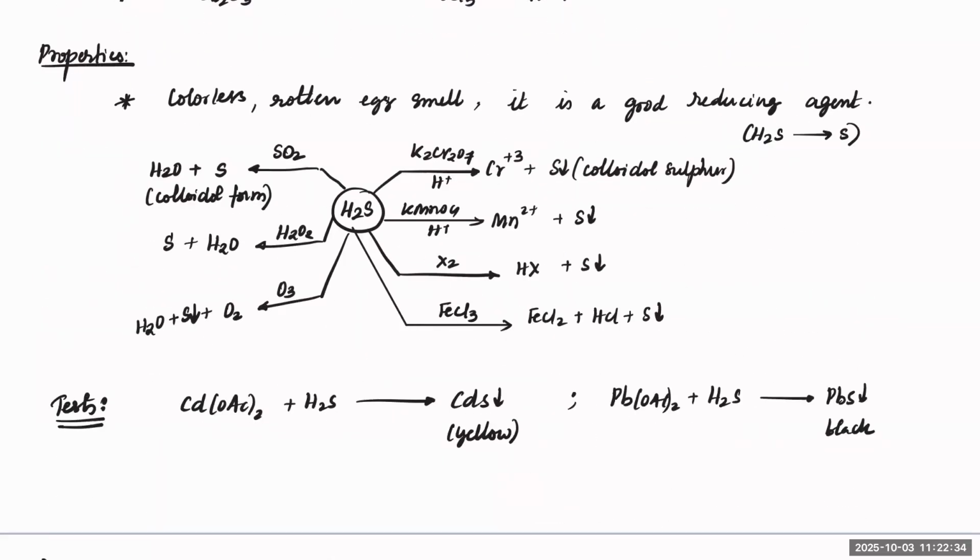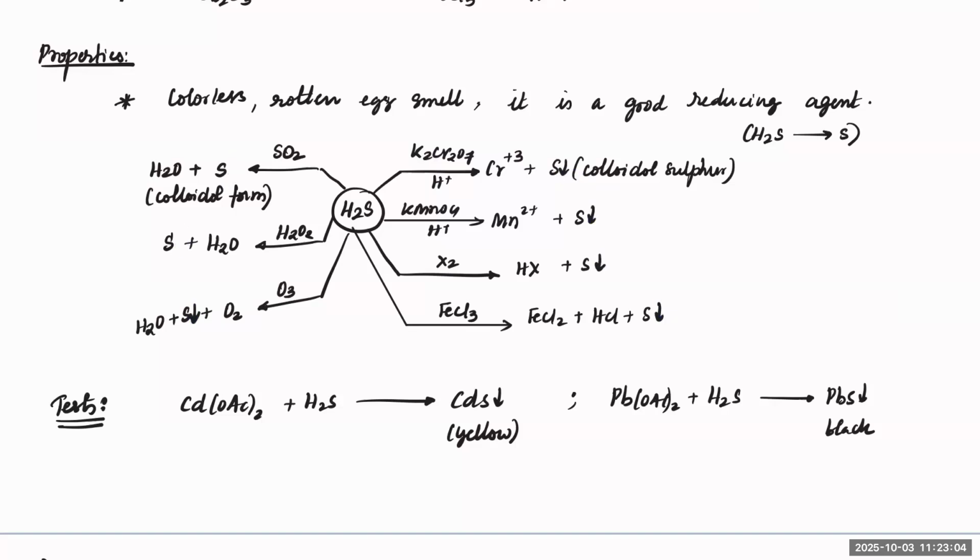Next, properties. It is colorless, rotten egg smelling. It is a good reducing agent. In fact, it literally reduces almost everything which is possibly added to it: K2Cr2O7, KMnO4, X2, FeCl3, ozone, peroxide, even SO2. As it reduces in all the forms, what does it give? A colloidal sulfur. That is important. So it gives a colloidal form of sulfur.